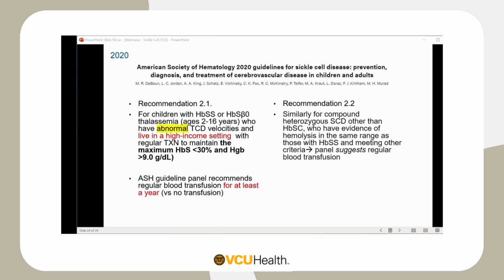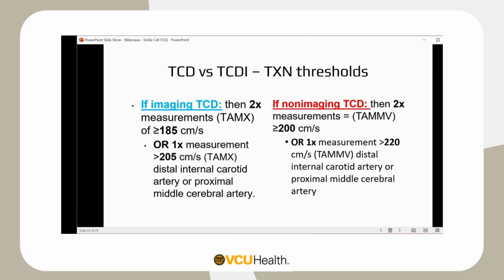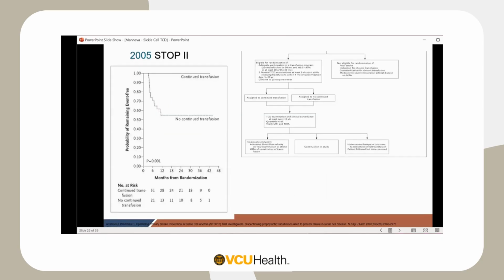In terms of follow up, the TCD findings that you'll be looking for are, on imaging TCD, greater than 185 on 2 measurements in the TAMX, or a 1-time measurement greater than 205. In non-imaging based TCD, you're looking for greater than 200 twice, or a 1-time measurement greater than 220. So, you guys can take a look at this in the recording later.